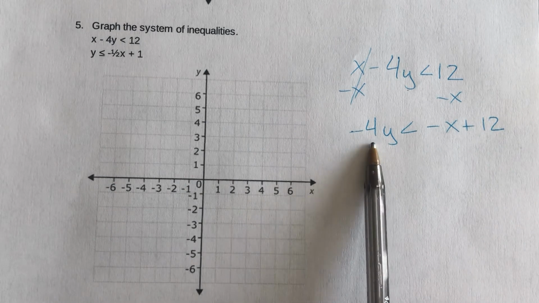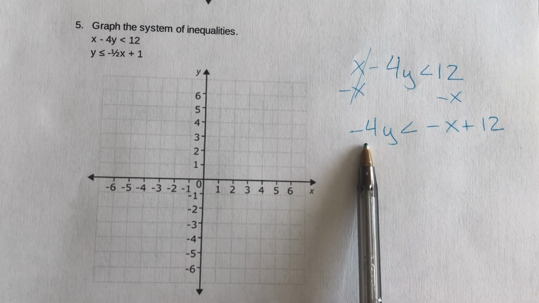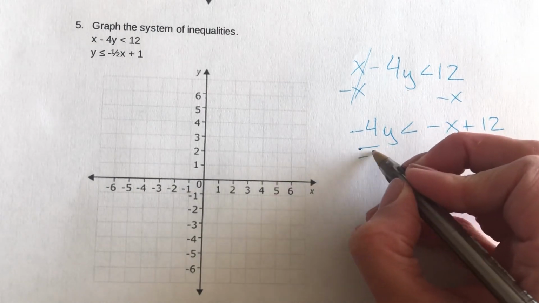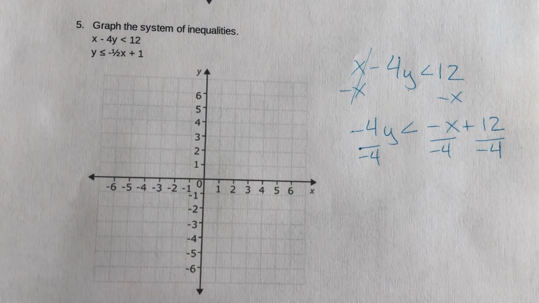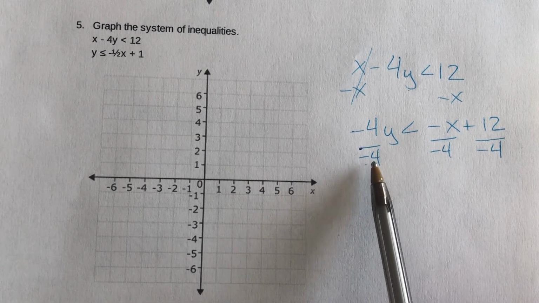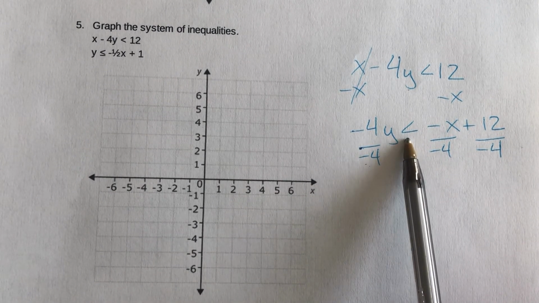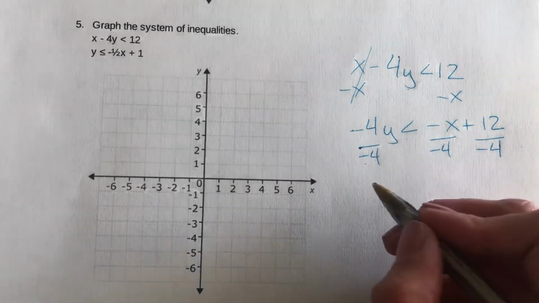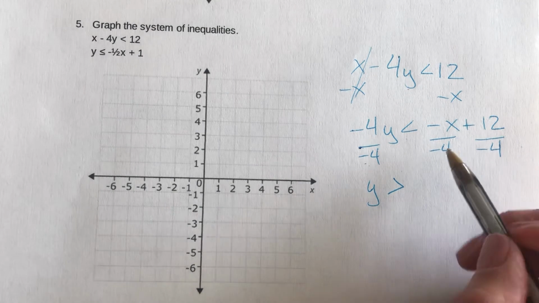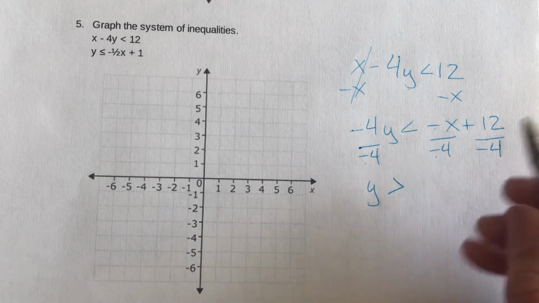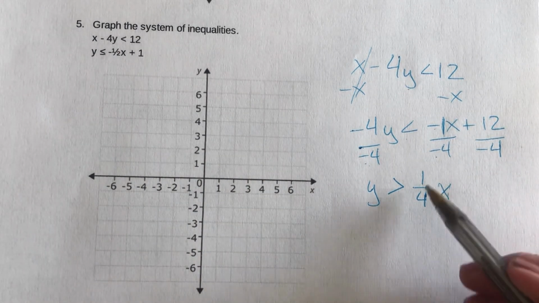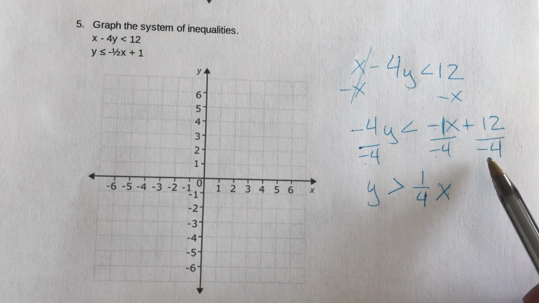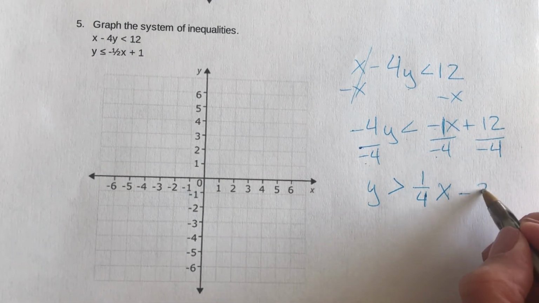And then my last step would be to divide everything by this -4. Okay, remember when you divide by a negative, you have to flip the sign when you're dealing with inequalities. So I just divided by a -4, so that's going to flip this less than sign to greater than. Then a negative divided by a negative is a positive, so this becomes 1/4. You can say that's a 1x there, positive 1/4 x. And then 12 divided by -4 is -3.